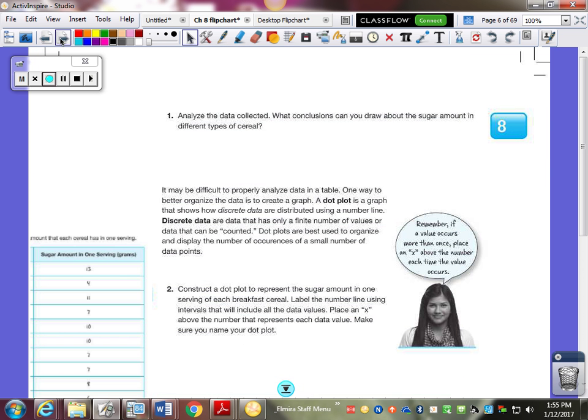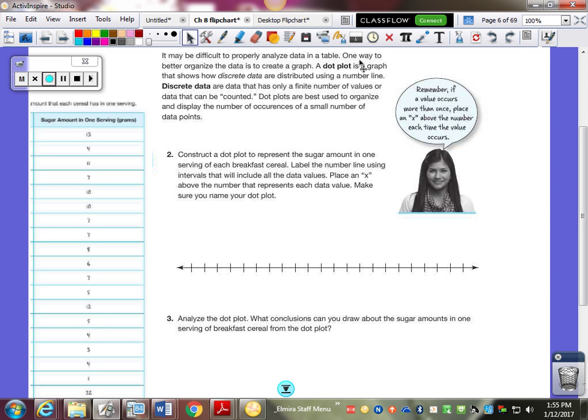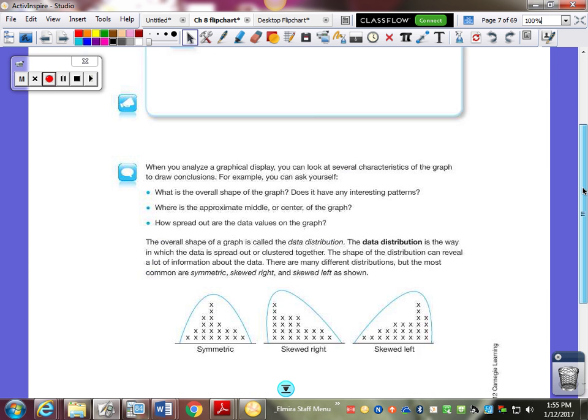And on the next page, what we're doing is we're creating something called a dot plot. And a dot plot is a good way of displaying data that's discrete. In other words, it's data that can be counted, and it's not decimals. Okay, it's not continuous data, it's discrete data. So a dot plot would mean that, let me go to the next page here.